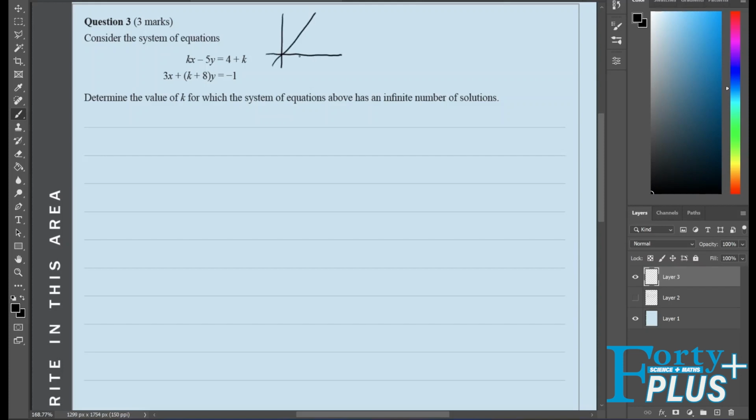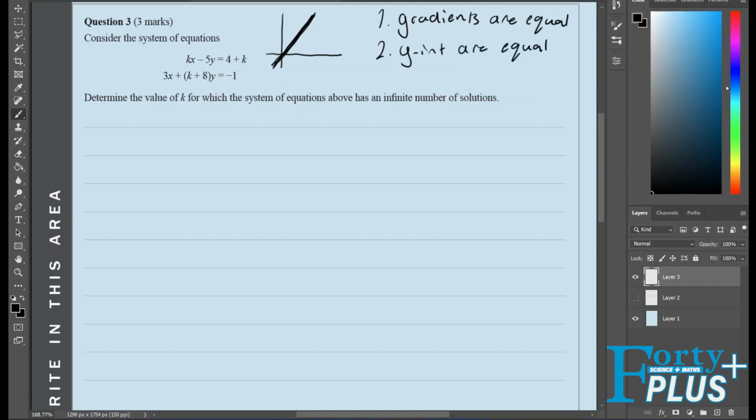Well, an infinite number of solutions means that they both are the exact same line. Because if we had these two, there's only one solution. Or if we had a parabola, there's two solutions. So for there to be an infinite number of solutions, they need to be the exact same line. Now, there's two criteria that allow this to occur. The first is the gradients are equal. And the second is the y-intercepts are equal.